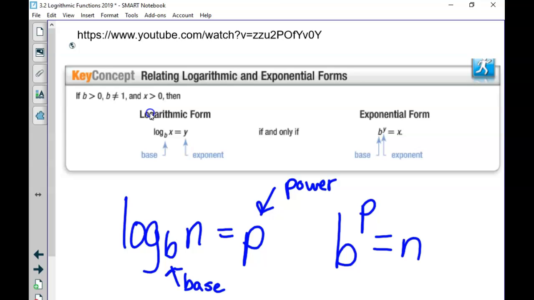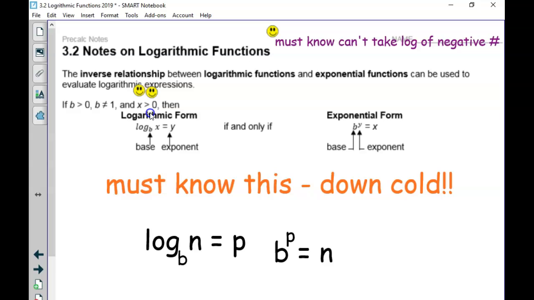Everybody got what they want on that? This is what you have at the top of your sheet. I should probably change these letters, and it would be more helpful, but you have to know very clearly how to switch back and forth between the two. But you also have to know that you can't take the log of a negative number. It says here the base has to be greater than 0, and the number you're taking the log of, x, has to be greater than 0.